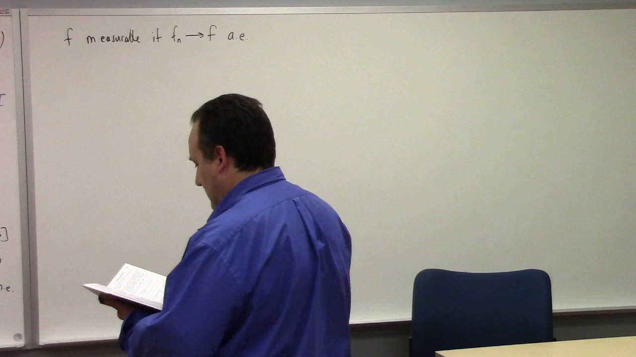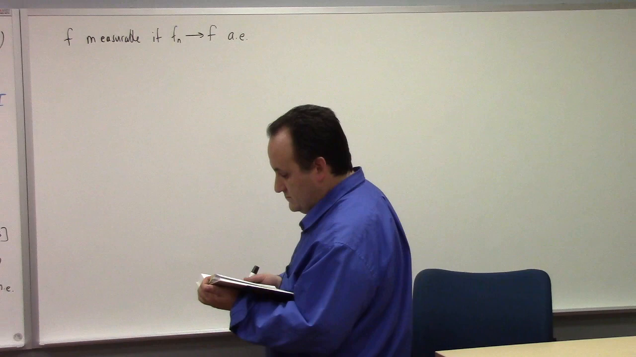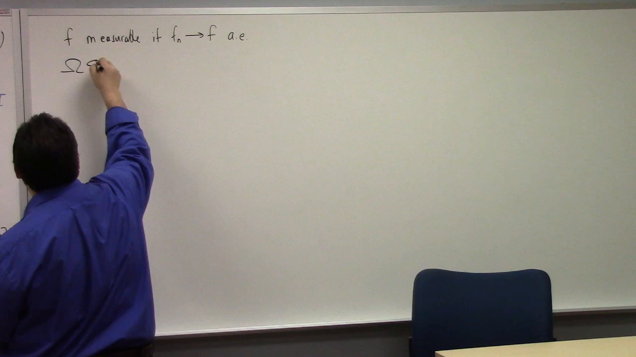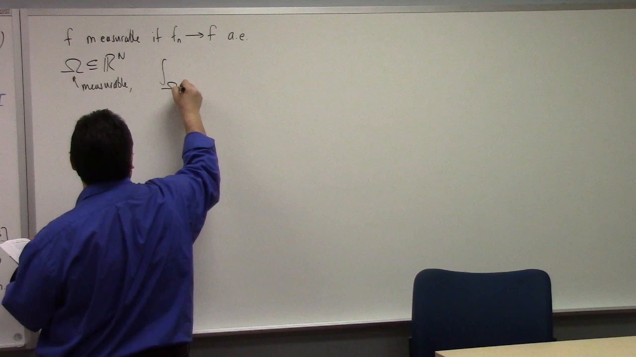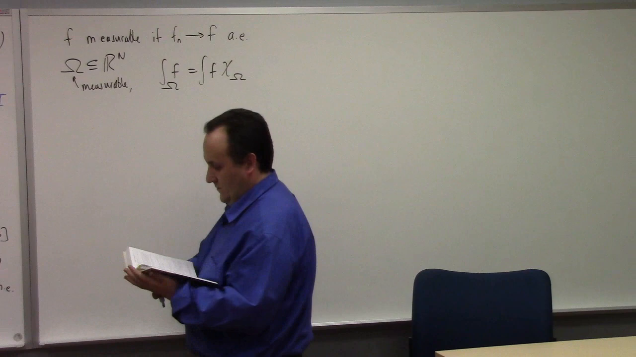So f is a measurable function if there exists a sequence of step functions that converge to f almost everywhere. And then he says, for a measurable set omega, you can define the integral over omega of f to be equal to the integral of f times the characteristic function of omega. So, yeah.